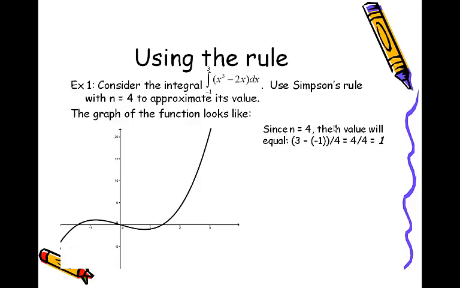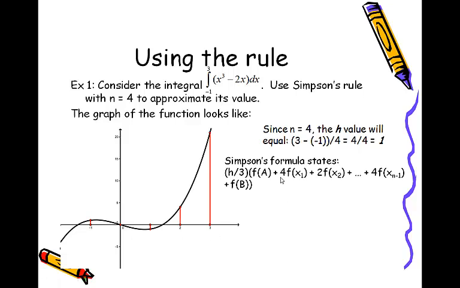Knowing this, I'm able to find h, because remember h is b minus a over n. b in this case is 3, a is -1, so the distance between them is 4. Take that and divide it by 4, and each subinterval will have a width of 1. And I can see that here: there's a distance of 1 between each of my main x values. Then I recall the formula and just start plugging numbers in.